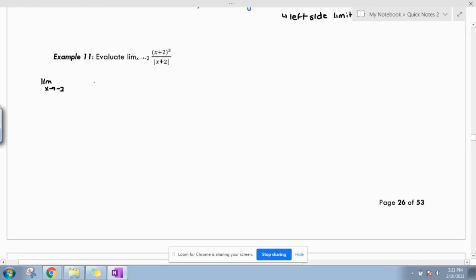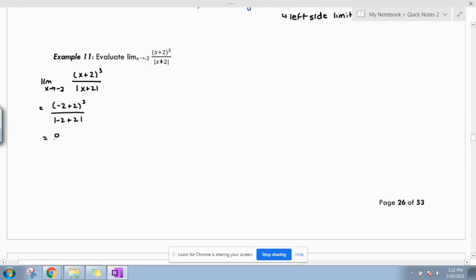Unless Miss Lim made a minor mistake there, which she did. My apologies. So the question should read, evaluate the limit as x approaches negative 2 for x plus 2 cubed all over x plus 2 in absolute value brackets. So we're going to have x plus 2 cubed over the absolute value of x plus 2. So I'm going to do a direct substitution again. So I'm going to do negative 2 plus 2 cubed all over negative 2 plus 2.